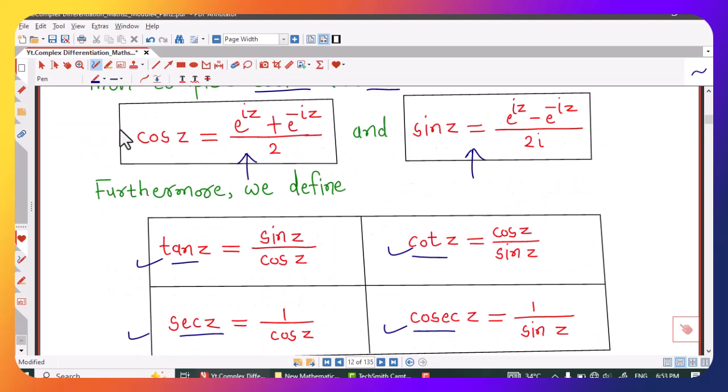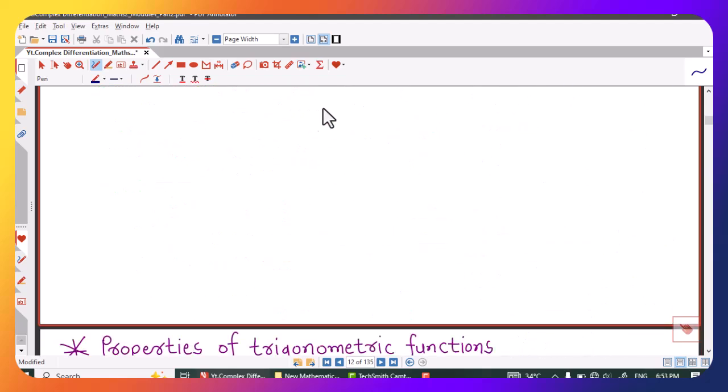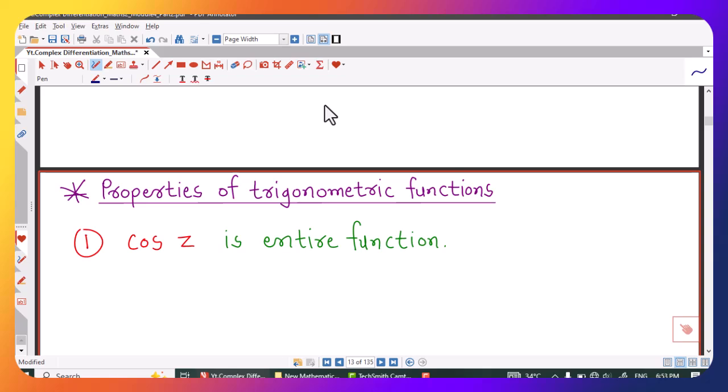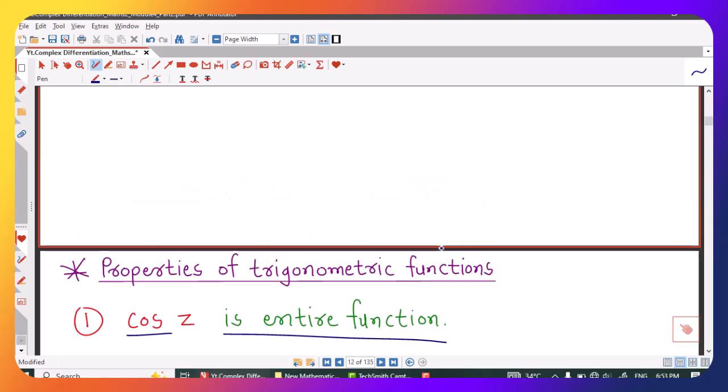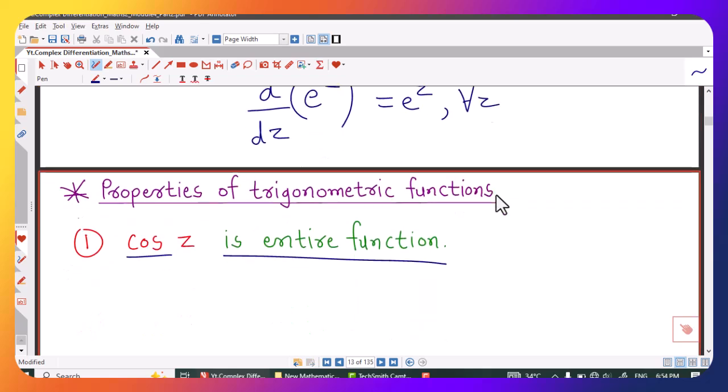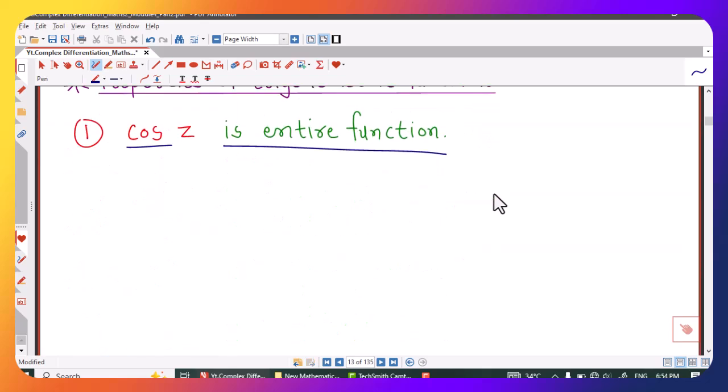For example, suppose we want to discuss the analyticity of cos z, then cos z is a linear combination of e raised to iz and e raised to minus iz. So using the analyticity of the exponential function, we can prove that cos z is an entire function, that is, it is analytic everywhere in the complex plane. We know that e raised to z is analytic everywhere, and the derivative of e raised to z is e raised to z for all z. So using this we can prove that cos z is an entire function.